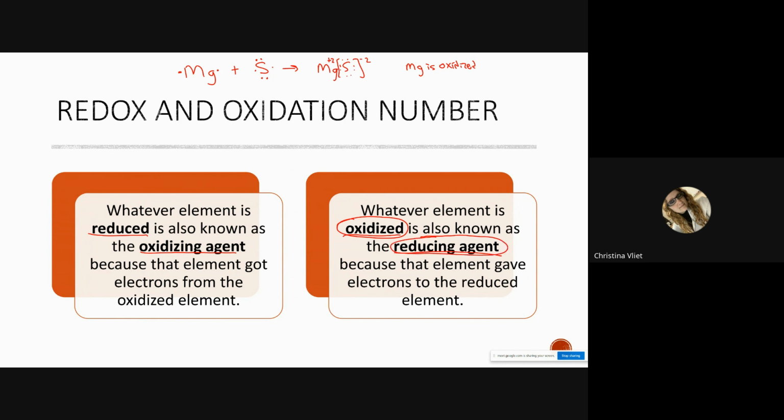So when we use the term agent, we're talking about the action upon the other element. And so magnesium is oxidized. Magnesium causes sulfur to be reduced. So therefore, magnesium is also known as the reducing agent.